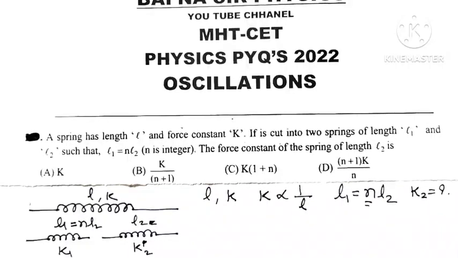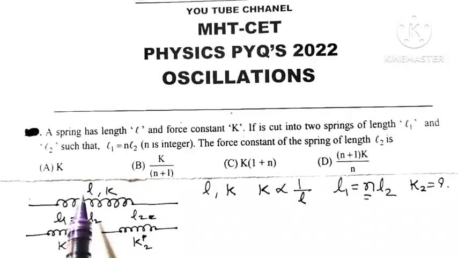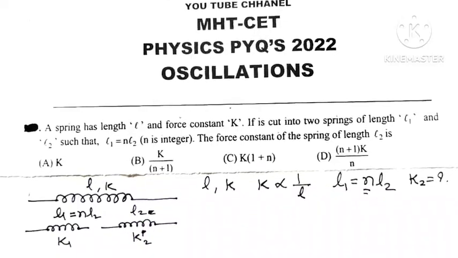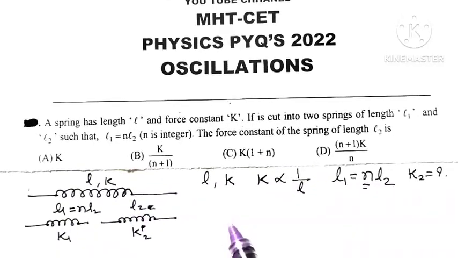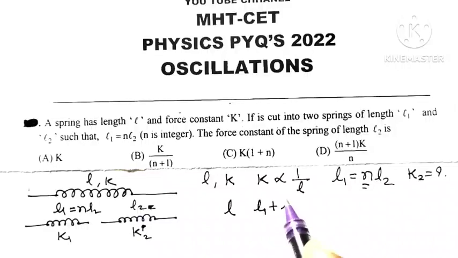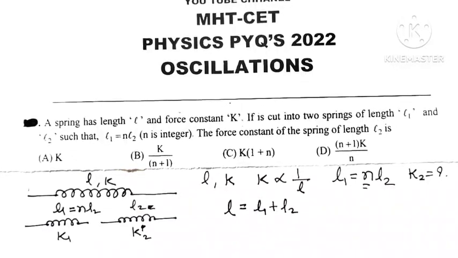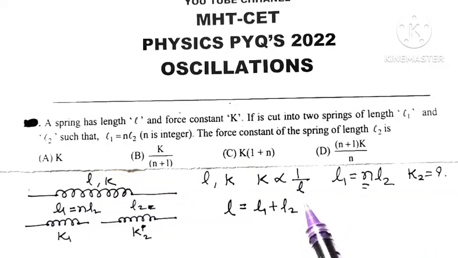have to find out. Remember, if L is the length of the spring, K is the force constant, L1 is the length of the spring, K1 is the force constant, L2 is the length of the spring, K2 is the force constant. Now see here, a spring of length L is cut into two springs. One is of length L1 and the other is of length L2, which means the length of the spring is equal to the sum of the lengths of the two pieces. But we know L1 is equal to what?